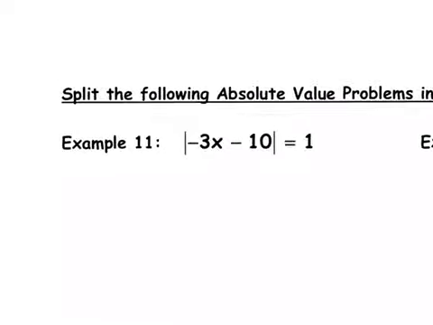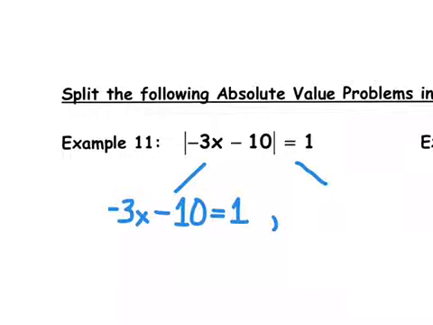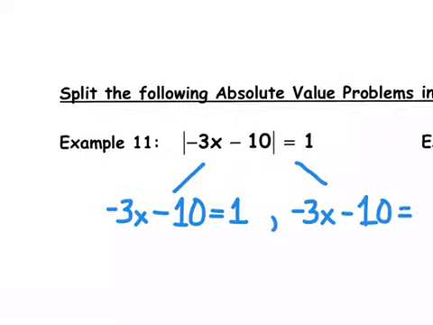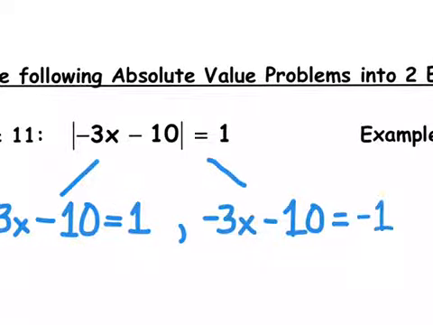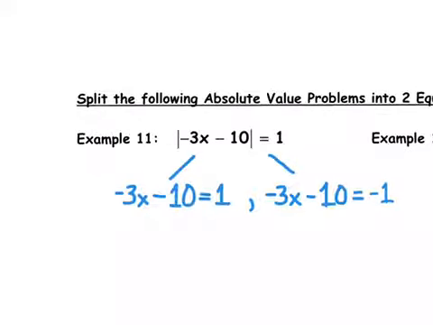Operations are going to be the same. Let's go ahead and try this particular problem here, example number 11. Ideally what I'd like to do is get my absolute value by itself on one side of the equation, and here I have that. So now I know that if -3x minus 10 is equal to 1, its absolute value will be 1. And I also know that -3x minus 10 is equal to -1. That's also going to give me an absolute value of 1. So then I just work these problems.